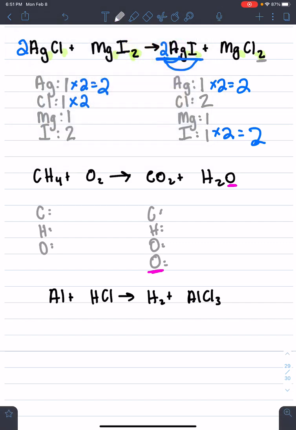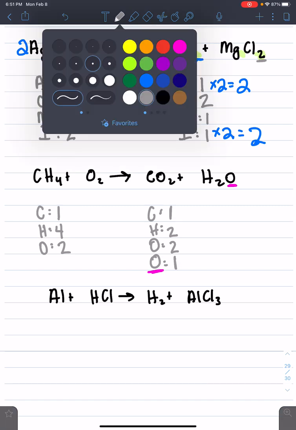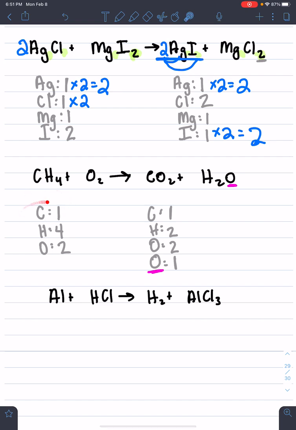So let's start with our left side. We're going to have 1 C, we're going to have 4 H's, and we're going to have 2 O's. We're going to have 1 C, we're going to have 2 H's, and then this O without the pink underline is going to be 2, and this O with the pink underline is going to be 1. So let's start balancing our equation. So you'll notice that our C's are 1 and 1, so that's good. Our H is 4, this H is 2.